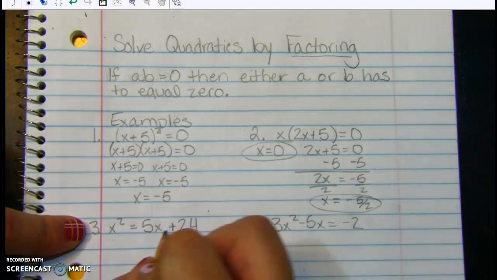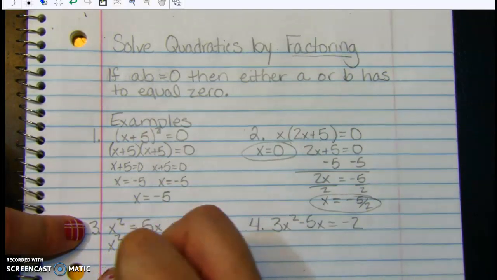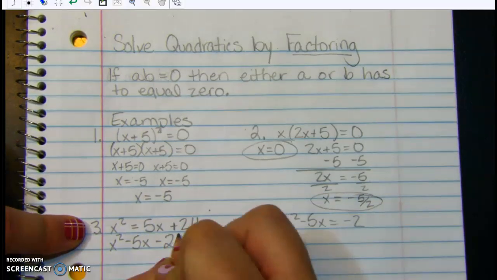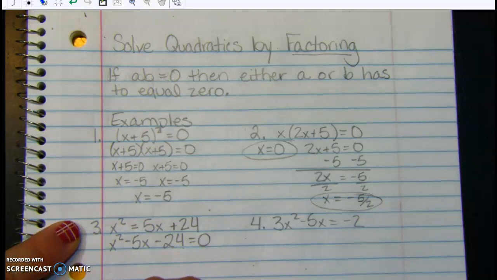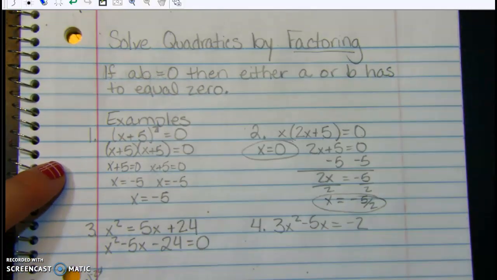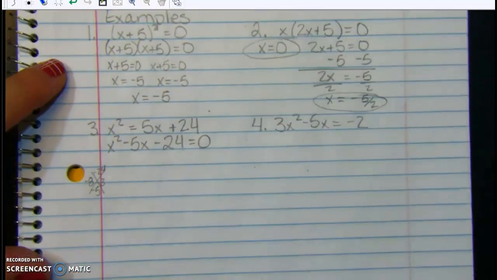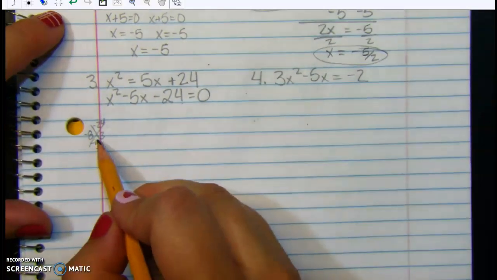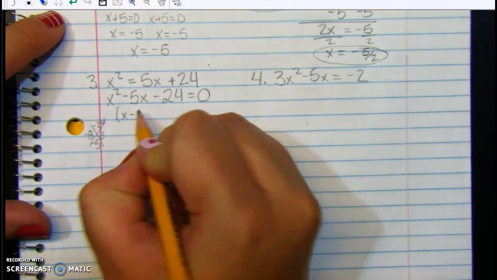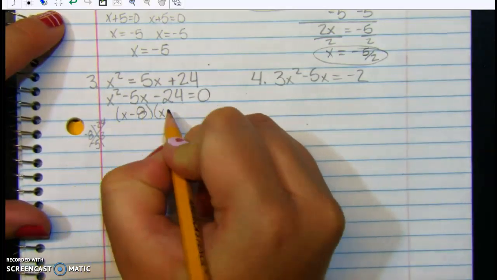So first of all, let's move these over. So you'll have x squared minus 5x minus 24 equals 0. Then what you're going to do is factor this. So I need to figure out what multiplies to -24 and adds up to -5. So I have -8 and +3. And I'm still sitting here thinking, if you think I'm doing those quickly, you need to study your multiplication facts. Okay? All right, so this is going to be x minus 8 and x plus 3.